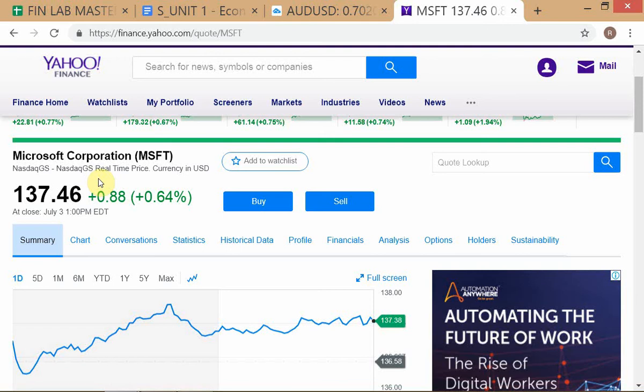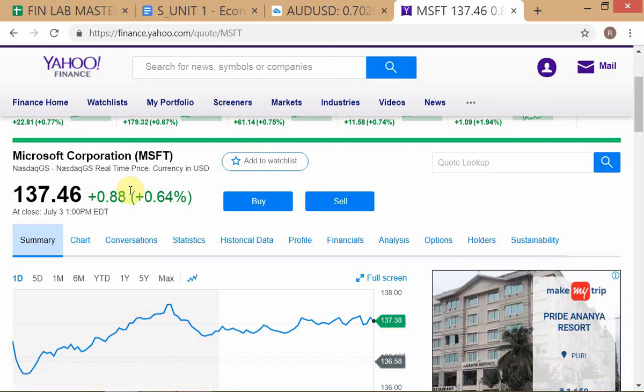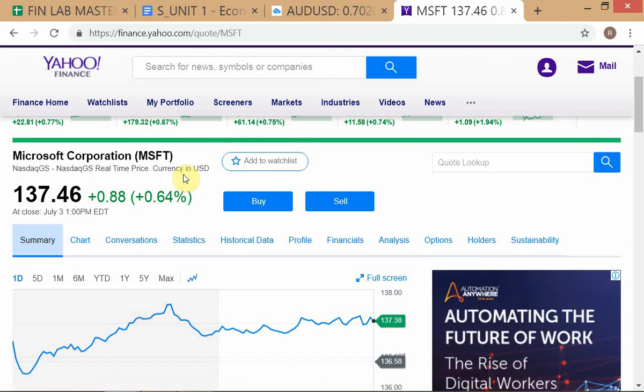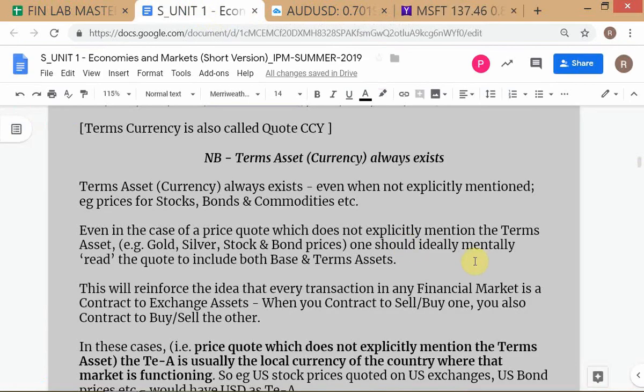But there are some exceptions to this. Is the general rule clear to everyone? The terms currency always exists, even when it is not being shown in the quote display. You mentioned the actual currency, US dollars. Yes, in this case it's mentioned, but it need not be mentioned. Good, so you are observant. Even if it's not mentioned, you can use this rule to figure out where this thing is being traded, and as a general rule, it will be the local currency of that location. But there are some exceptions. The general rule is clear to everybody. The exception is this.